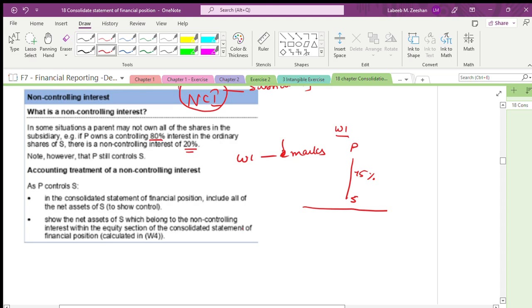Don't write only that. The parent company owns 75%, acquires 75% of the shares of the subsidiary company. The profits and losses of the subsidiary company will be shared at 75% and 25%. This much you have to write. The moment you write it, they will give you full marks. Automatically, that much weightage has been given for this.